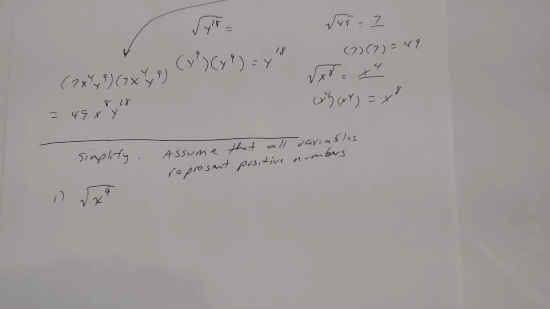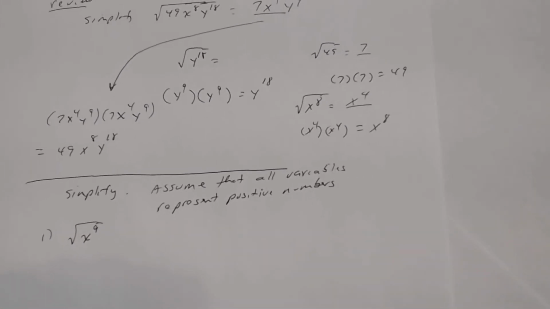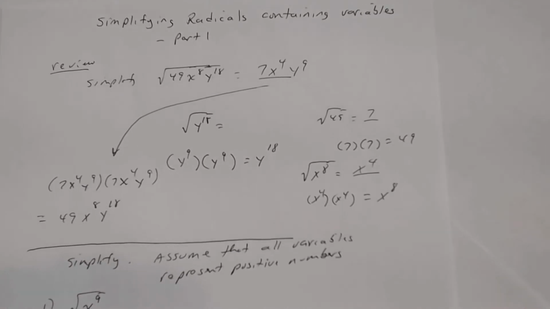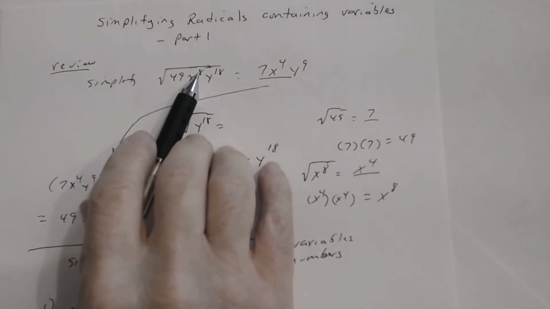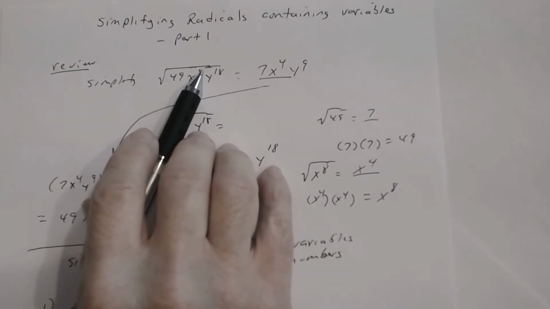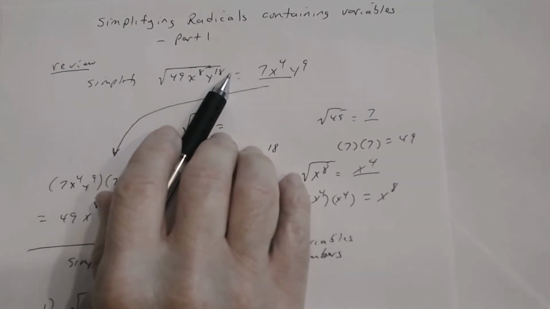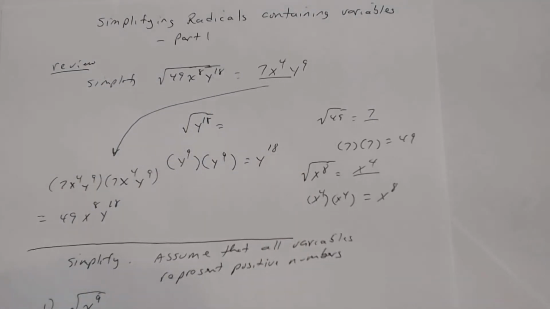Now, I want you to notice this. If you go back to the previous lessons and look at the exponents of the variables, do you notice that all those exponents were even? Every single exponent was even.